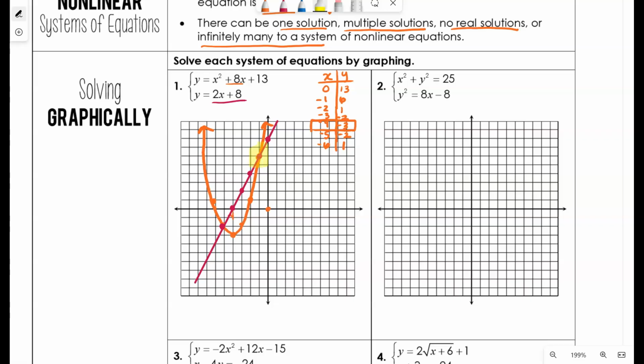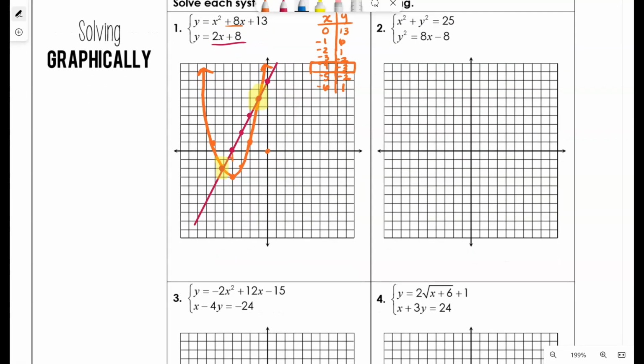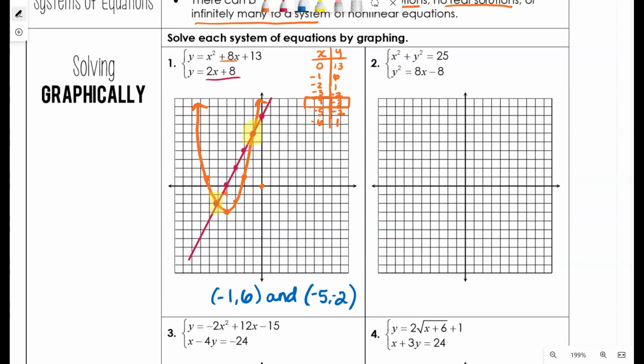So we see we have a solution here and a solution here. And so our solutions are going to be, in this particular case, -1, 6 and -5, -2. Okay. Now, we haven't had the opportunity to look at conics yet and figure out how to graph this. So it's okay for you to use Desmos to graph this.